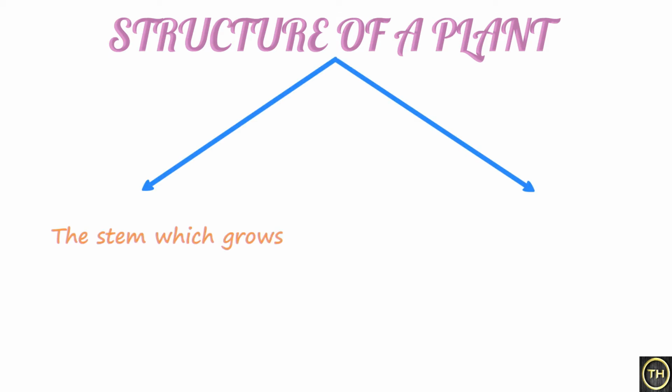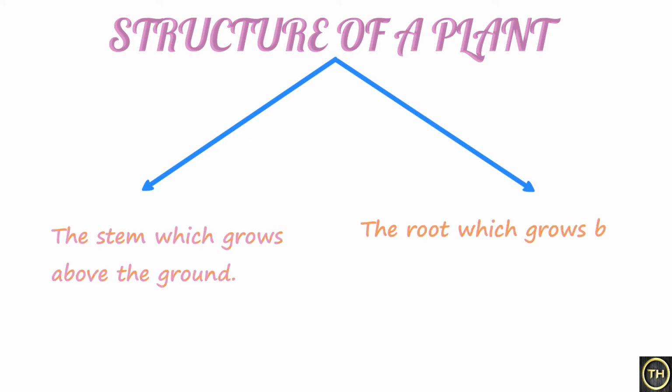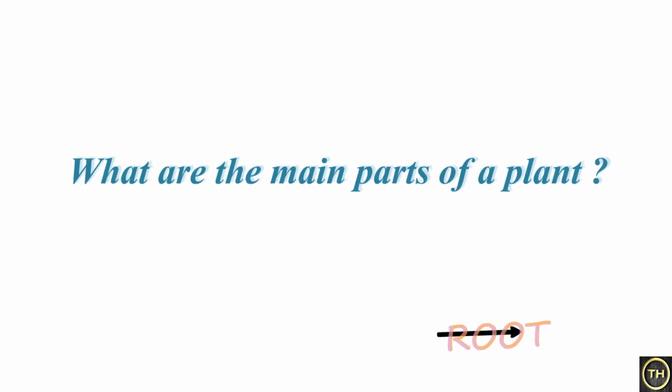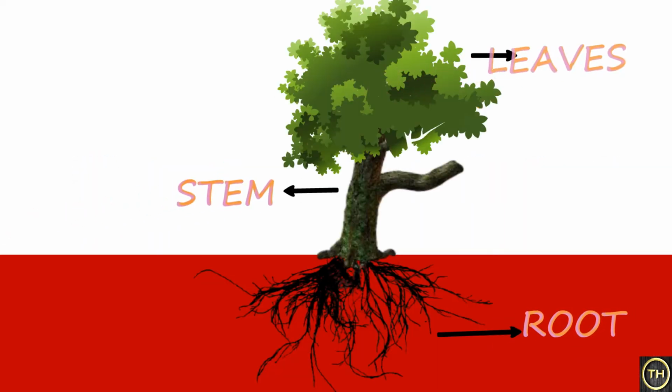Now we will study about the structure of a plant. Plant structure can generally be divided into two parts: the stem which grows above the ground and the other one is the root which grows below the ground surface. Children, can you all tell me what are the main parts of a plant? The root, stem and leaves are the main parts of a plant.